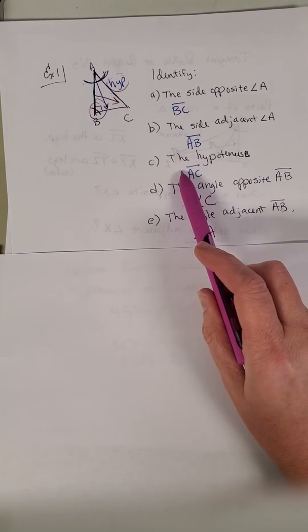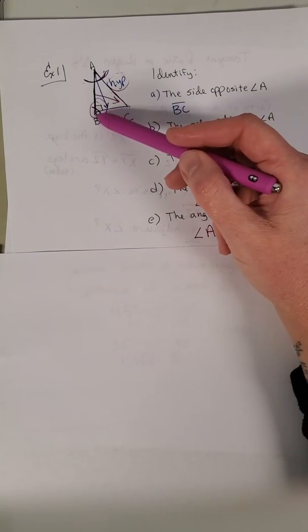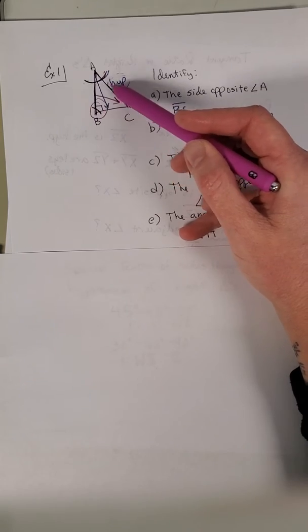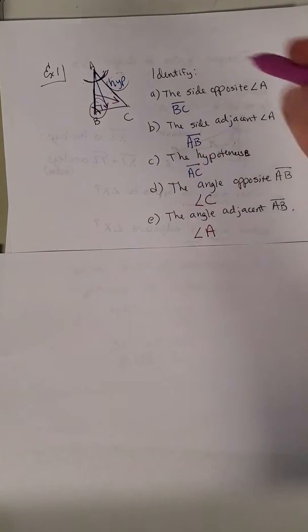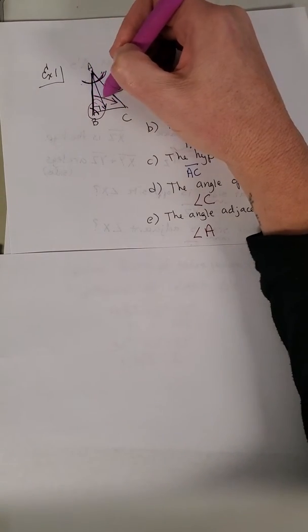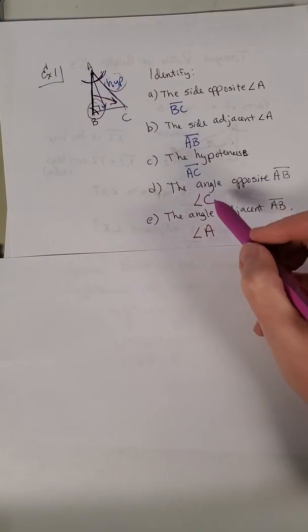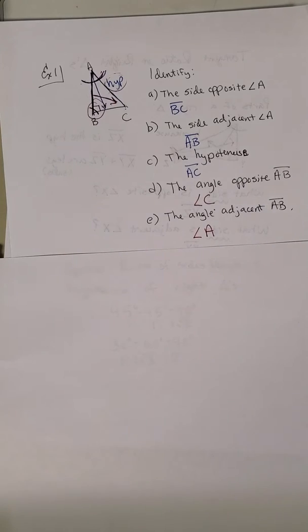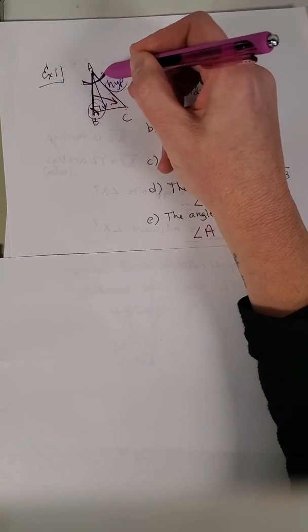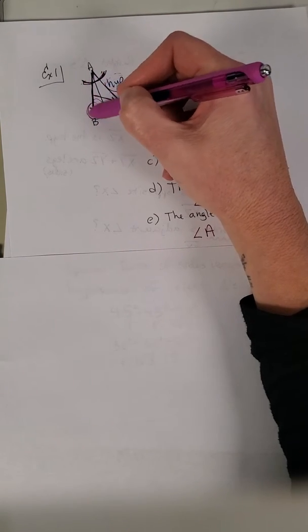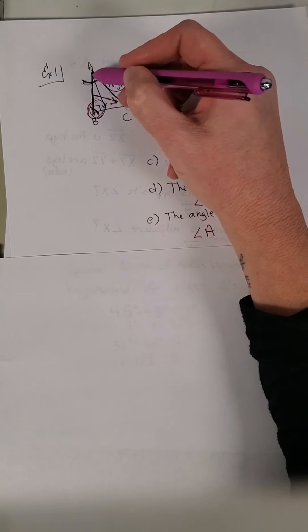The hypotenuse in the triangle, if you look at where the hypotenuse is, it's across from the right angle. It should be AC. The angle opposite of side AB would be across over here, which would be angle C. And then the angle adjacent to AB, AB touches both B and A. However, we said we never use this angle, it's the 90 degree, so it would be angle A.